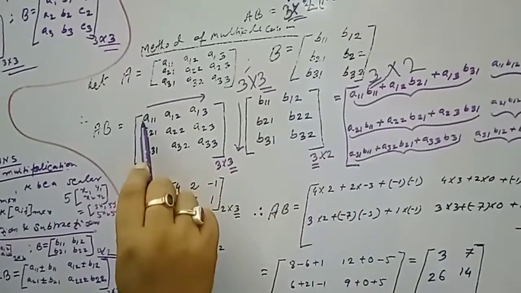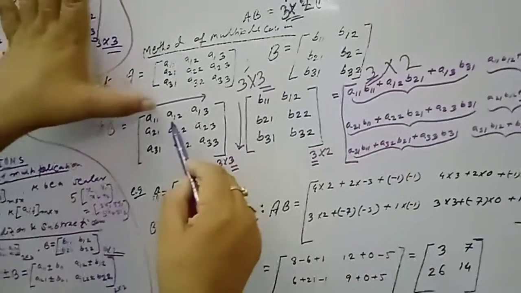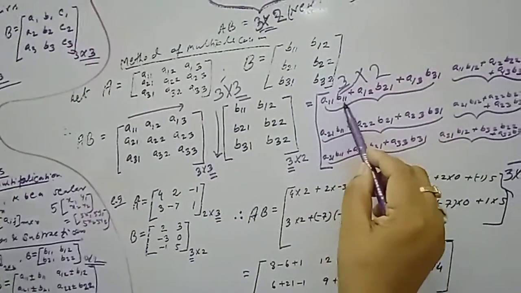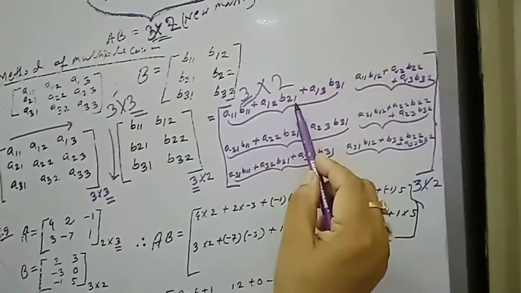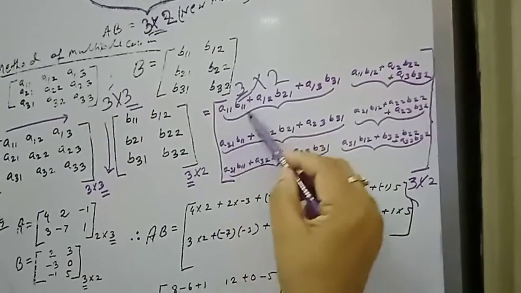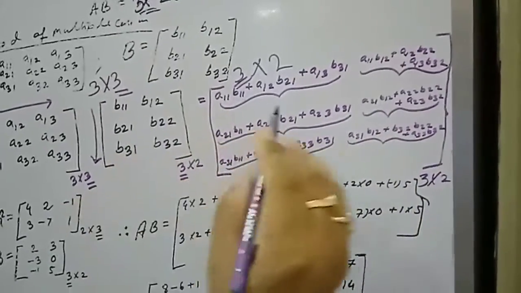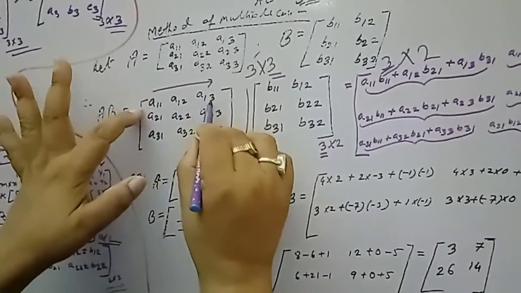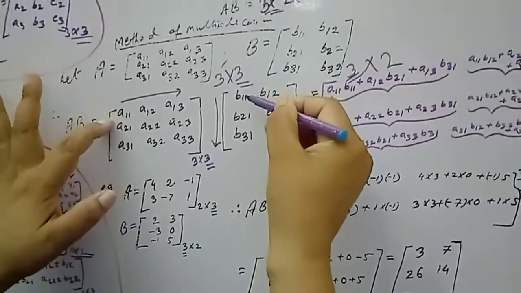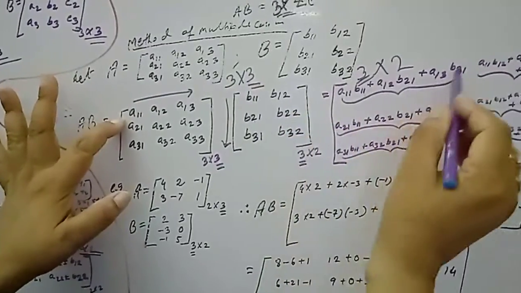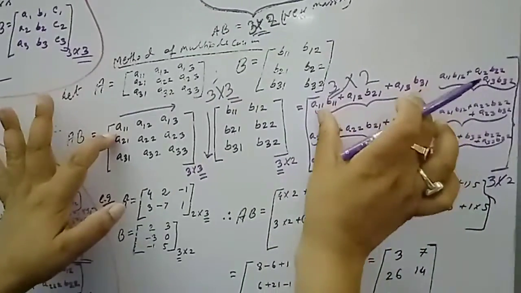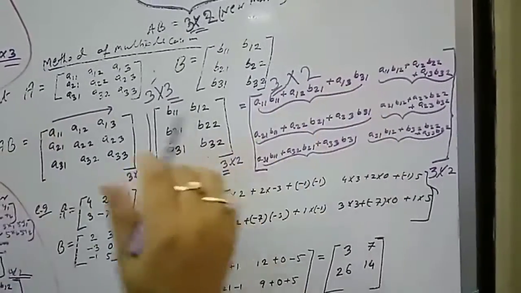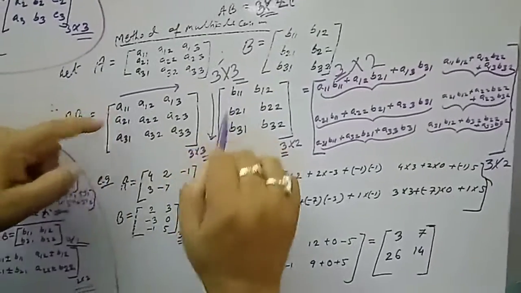Okay, so A11, B11, A12, B21, A13, B31. So A11, B11 plus A12, B21 plus A13, B31. This whole will be the A11 position element. A11, first row, A11, A12, A13, all these will multiply to B11, B21, B31. Then add all these. Then what we will get? This total part will be the new 1 element. So next, first row, first column, done.